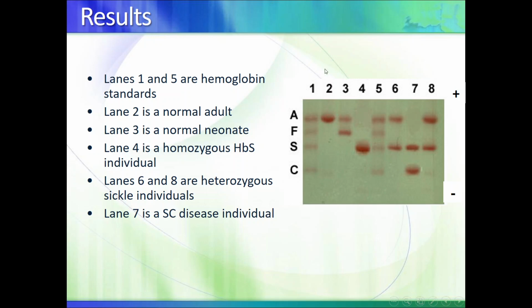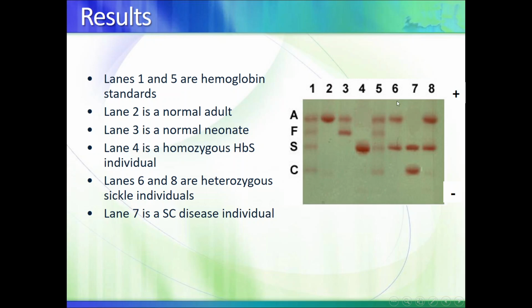So you look at lane number 2. Here we have only one band that migrates similarly to the HbA protein standard. So this is a normal individual. Now lane number 3, you have two bands right here representing HbA and HbF. So you can say that this person is a neonate. And you look at lane number 5. Lane number 5 is the standard. Lane number 4, you have one band that migrates at the same level as HbS. So this is a person with sickle cell disease.